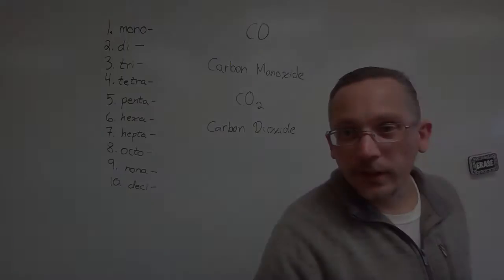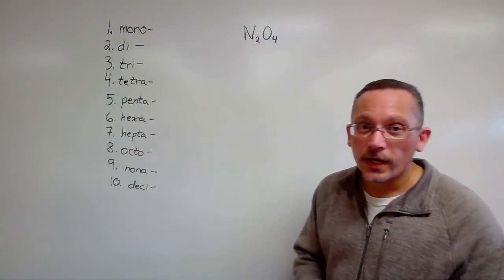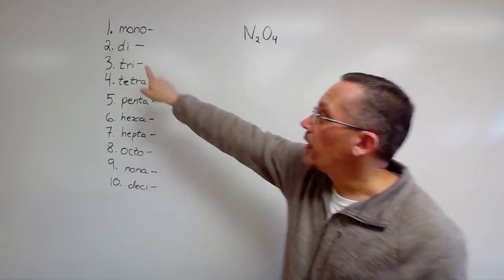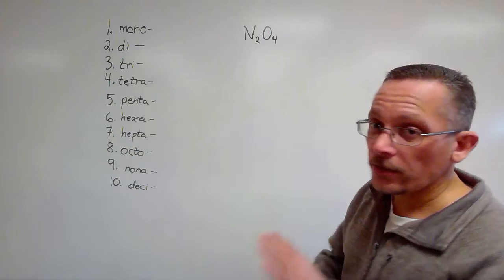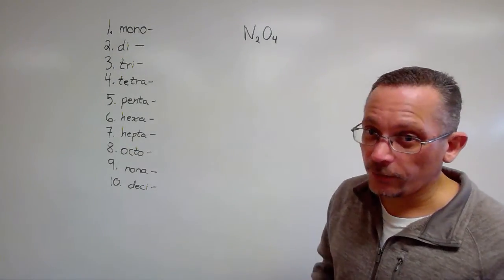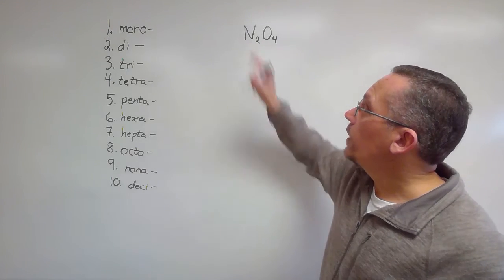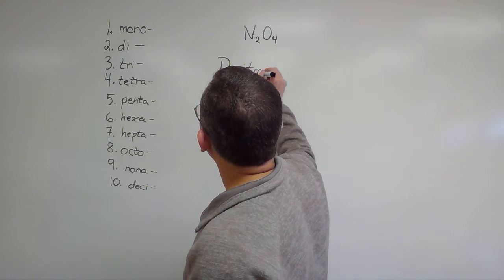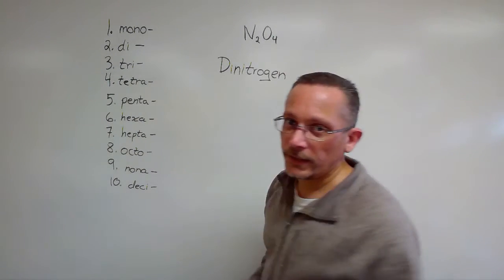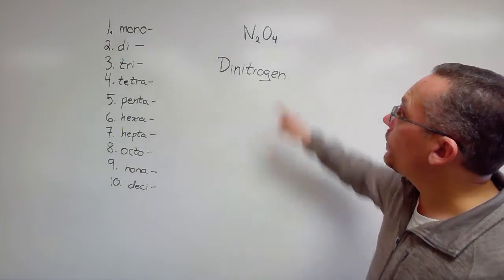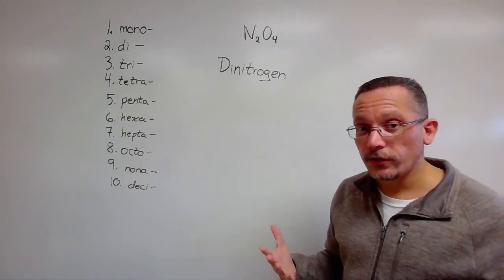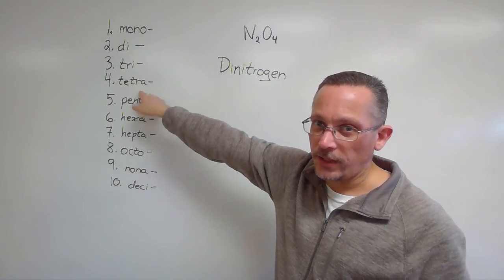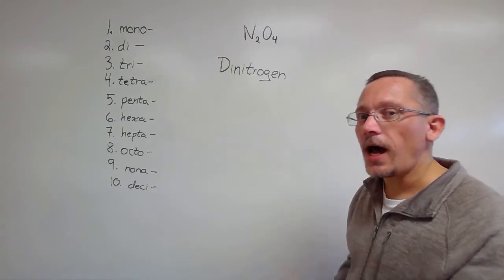Let's take a look at another example here. N2O4. So N is nitrogen, and there's two of them. So I'm going to use the prefix di. Okay, keep in mind, it's only mono that we don't use in the first word. If it's any other prefix, we write it down. So two nitrogens is dinitrogen. And then we have four oxygens. And we're going to change the end of the word to ide because it's the second word. So the prefix for four is tetra. So I'm going to make this tetraoxide.